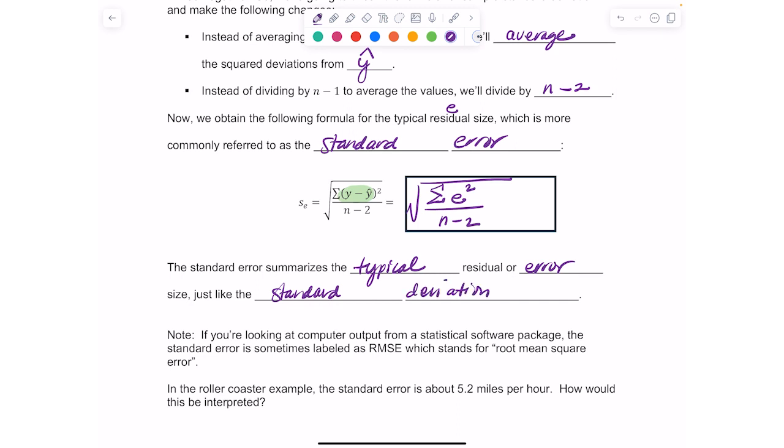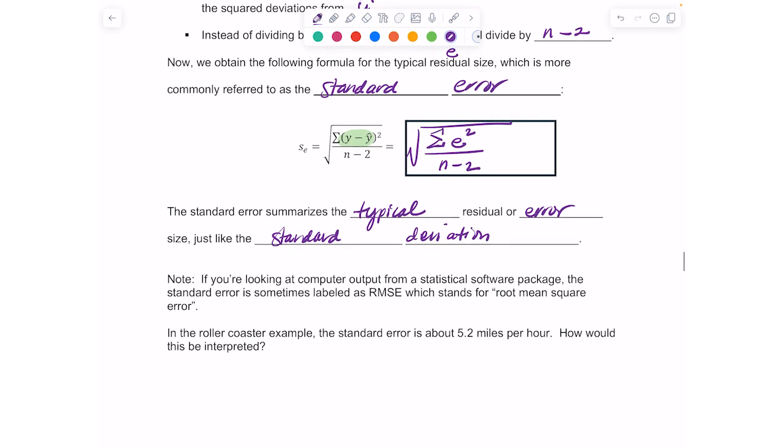Remember, the standard deviation was a number's distance on average from the mean. So this is a number's distance basically on average from the actual y value. If you're looking at a computer output from a statistical software package, which sometimes MyMathLab will incorporate into the problems, the standard error is sometimes labeled as RMSE, which stands for the root mean square error. You may also see that in Microsoft Excel if you have it do some statistical analysis.